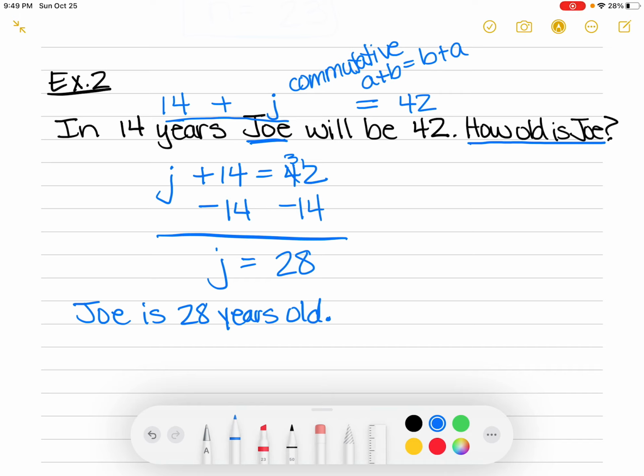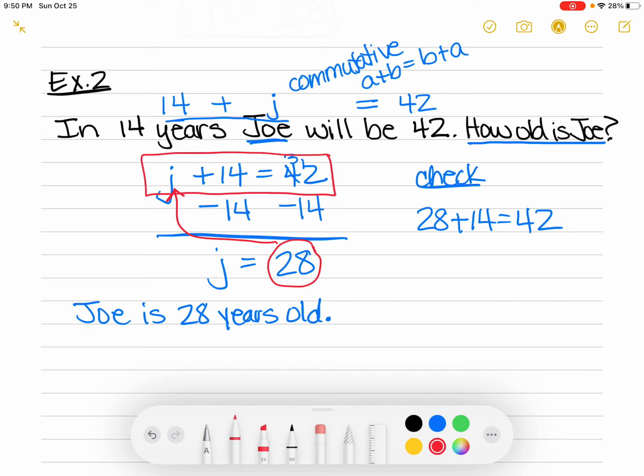And when you have a word problem, you should always answer it with a sentence. Okay, now I'm going to check my work. I probably should have done that before I wrote the sentence. And to check the work, I'm going to take my answer of 28 and put it up here into J. So I'm going to have 28 plus 14 equals 42. So I took our original problem and just put the 28 in place of the J, and that's how I got 28 plus 14 equals 42.